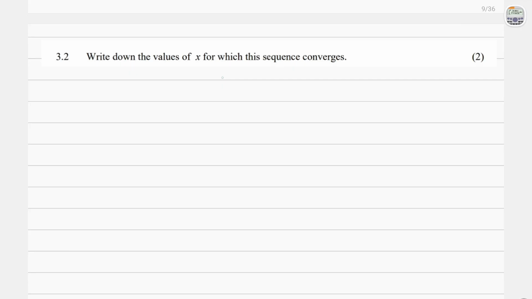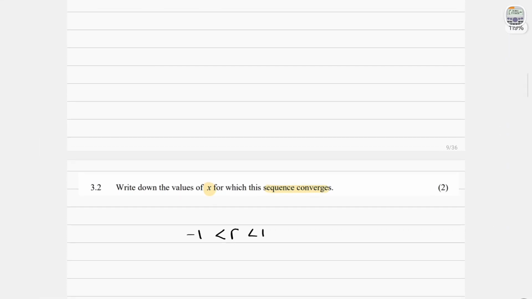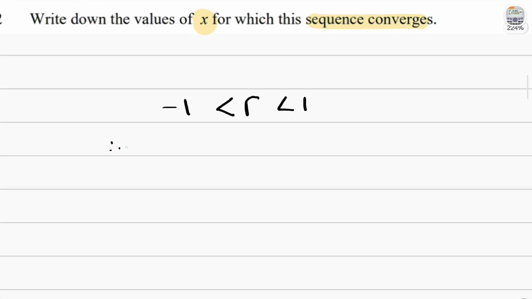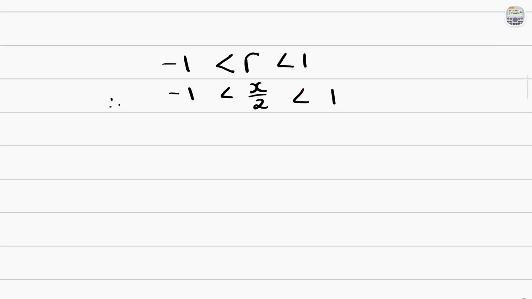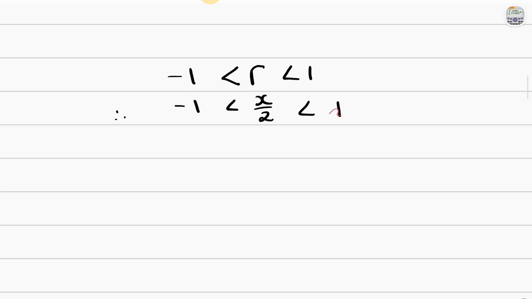Question 3.2 says, write down the values of x for which the sequence converges. So the sequence will converge. If it's a converging series, it will converge when r is greater than -1 but less than 1. Okay, so we just need to find r. We already have r. It's x over 2. So in place of r, just substitute x over 2 is greater than -1 but less than 1. Now, we're trying to just solve for x, find the values of x for which the series converges. So just multiply through by 2 to get rid of this 2 in the denominator.